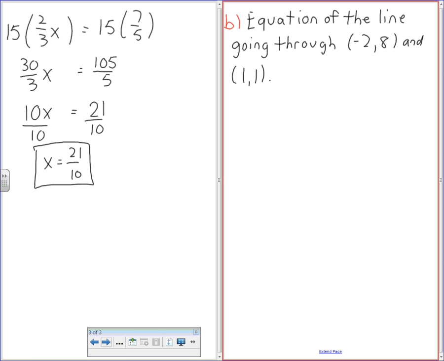Okay, Aiden, you have to make the equation of a line. What do I need, please? The slope. Slope. How do you get the slope?